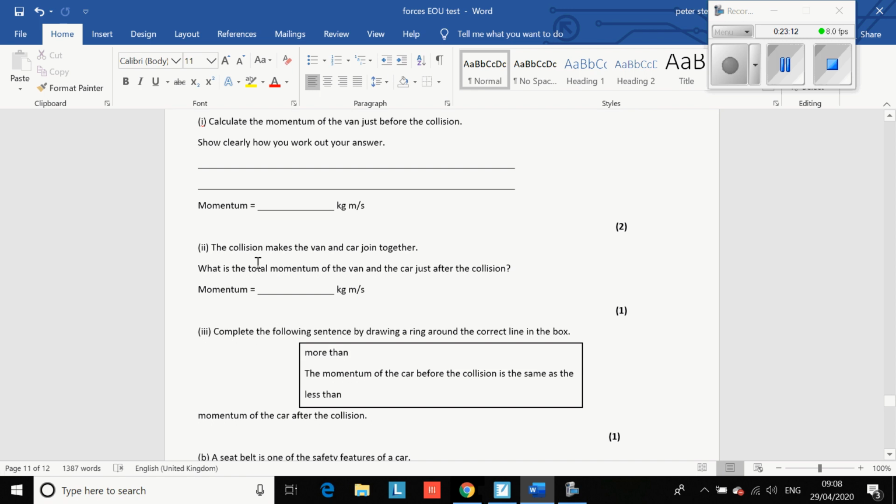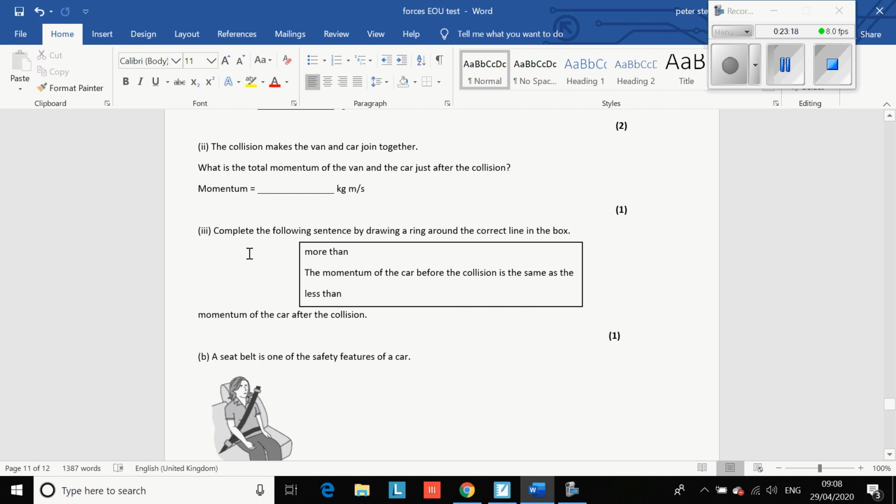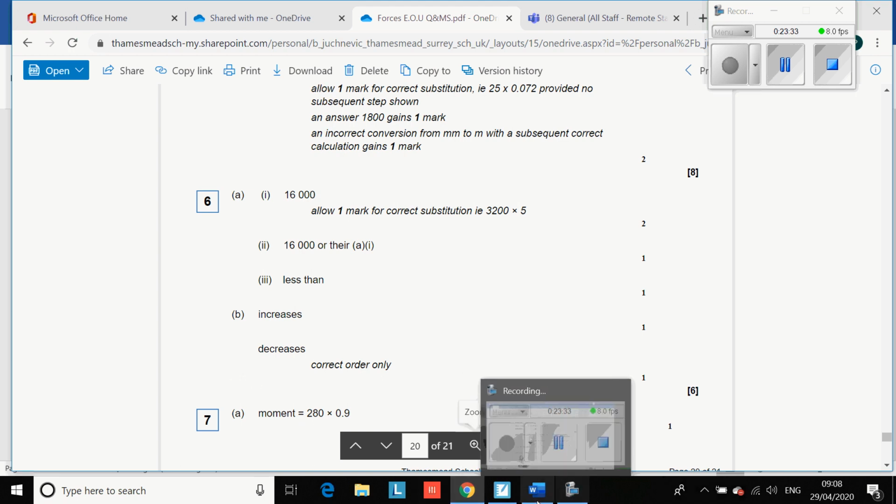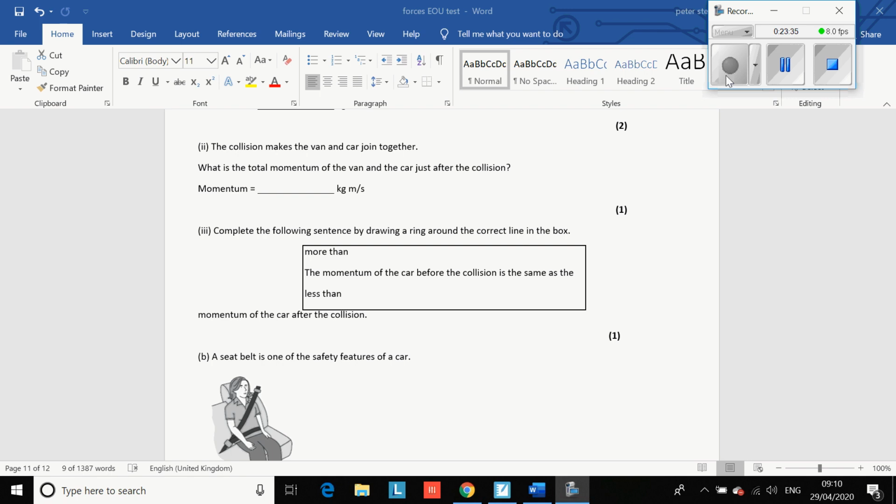Then the collision makes. Okay, sorry. Complete the following sentence by drawing lines around the correct answer. Sorry, that actually should be up there. So the momentum of the cars after the collision is less than. Okay. Is that right? Apologies, I just realised a slight mistake here. This part should actually be up here. So it should say the momentum of the car before the collision is less than the momentum of the car after the collision. Okay, so it should be less than. You know what, we might ignore that one from the final result because I did make a mistake there.